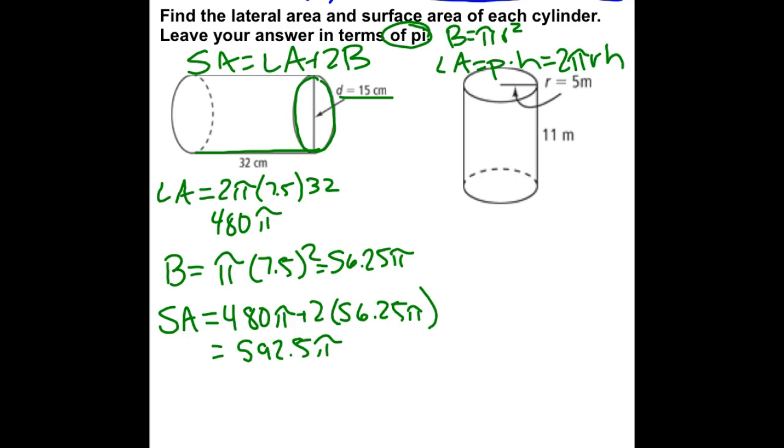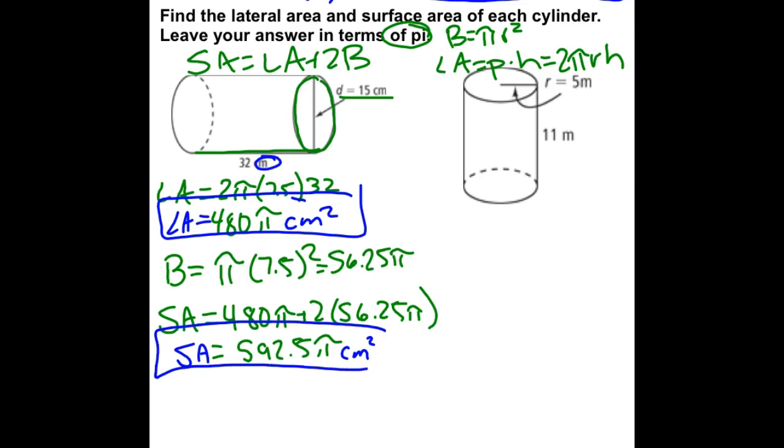And then remember to nicely label your answers. They want the lateral and the surface area in this one. So lateral area was the 480 pi. Let's give it a label, centimeters squared. And surface area was the 592.5 pi. Let's give it a label too, centimeters squared.